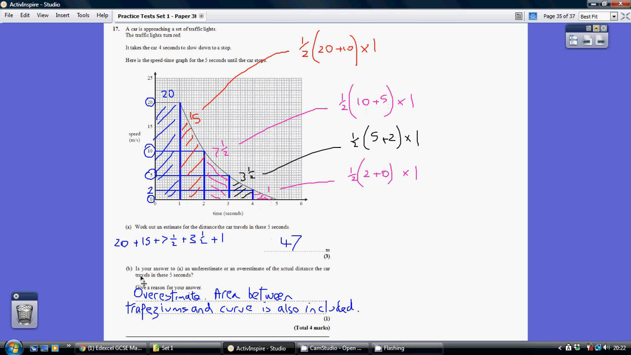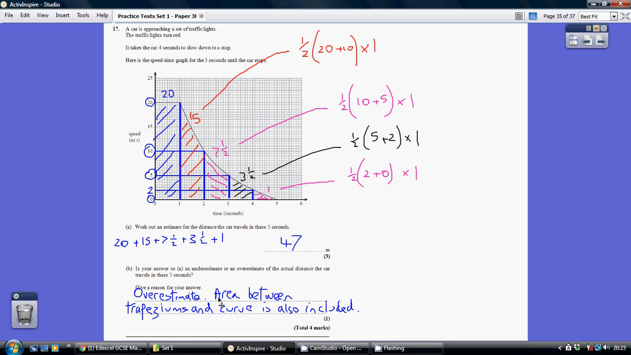Now in part B, we're being asked, is our estimate an overestimate or an underestimate? Think about it. If we just take this one here, we're assuming we've got a straight line here. So the area that we've worked out is actually an overestimate, because we've included the little bit of area here, above the curve but below the chord if you were to join those two points. The straight lines from here to here, here to here, and here to here just capture a bit more area than we actually need.